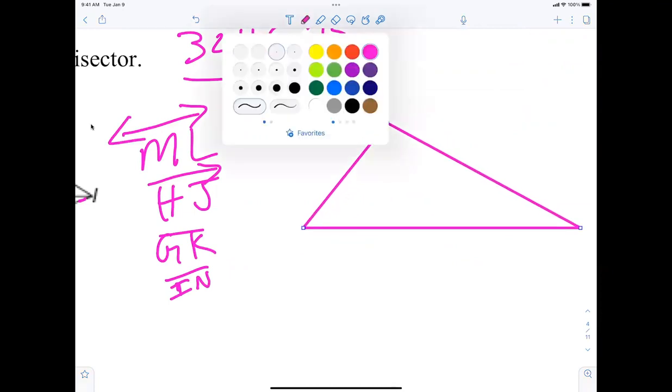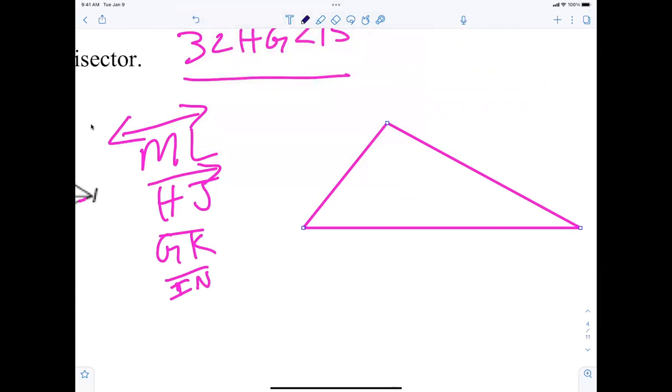So this right here, I'm going to draw altitudes now. This one is an easy altitude, right? This altitude is not so easy because the altitude's where? On the outside of the triangle. Does that make sense now, right?